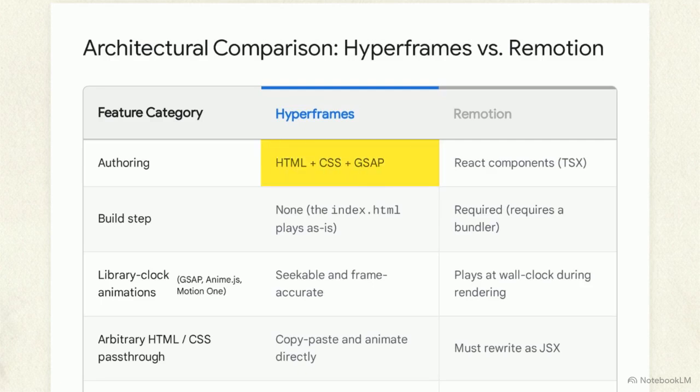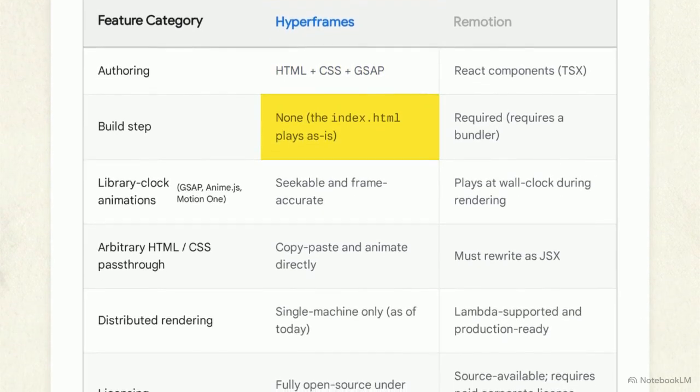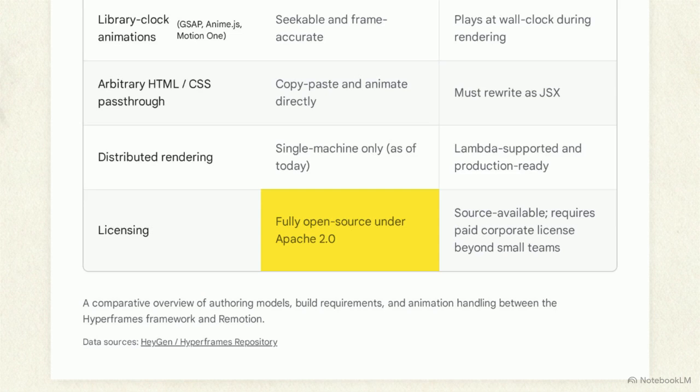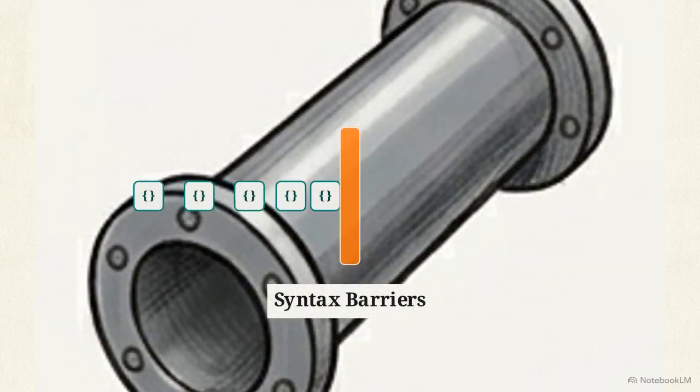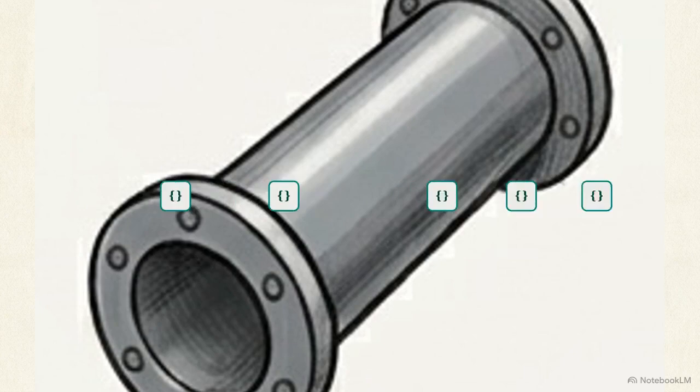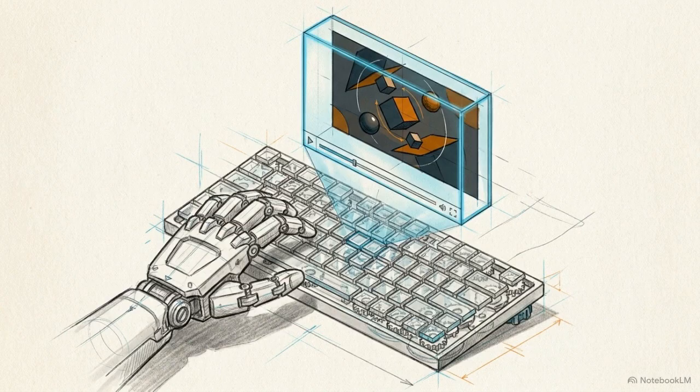Remotion mandates React, while Hyperframes consumes simple HTML and CSS, requiring zero build step. You paste arbitrary web code directly without rewriting it. Furthermore, Hyperframes uses an open-source Apache 2.0 license, allowing unrestricted commercial scale without paid enterprise tiers. Standardizing on a zero-build HTML architecture removes the syntax barriers that previously stalled automated pipelines, allowing AI coding agents to author and preview video directly.